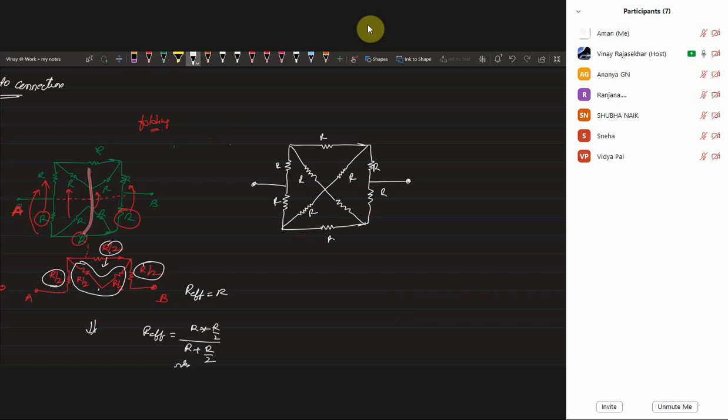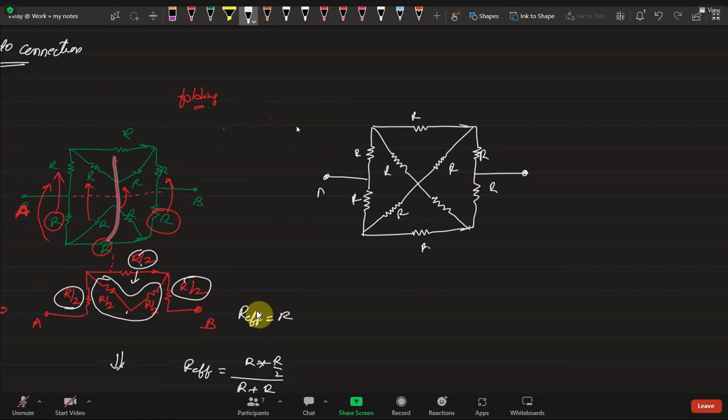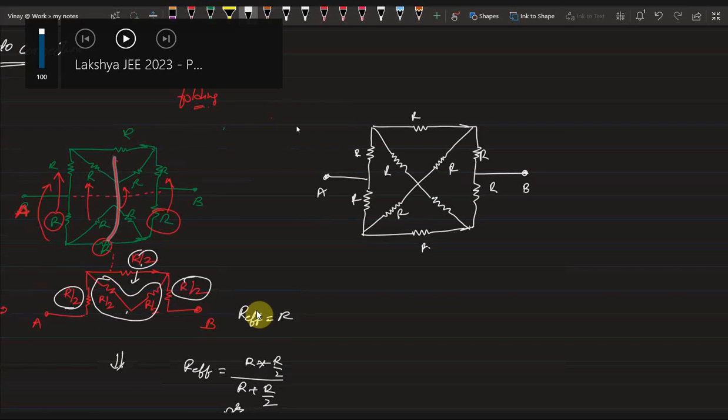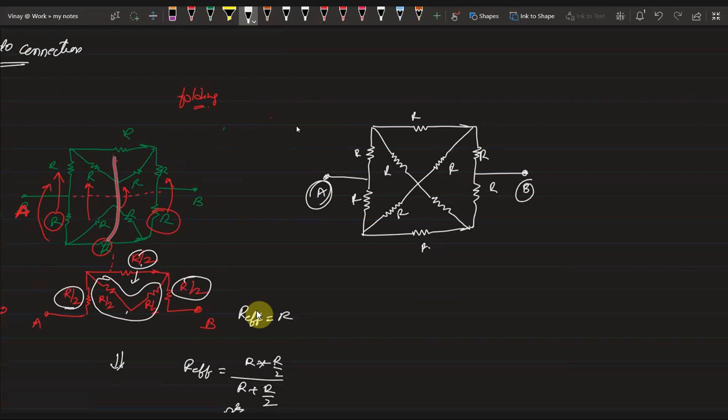For example, in this question, between whichever points they're asking the effective resistance, take a mirror perpendicular to those points. For example, if they ask between Q and S, then perpendicular to the Q and S points. Here I'm asked between A and B, so perpendicular to A and B, imagine one mirror like this. Then the left hand part of the circuit and the right hand part of the circuit must be the same in case of mirrors.